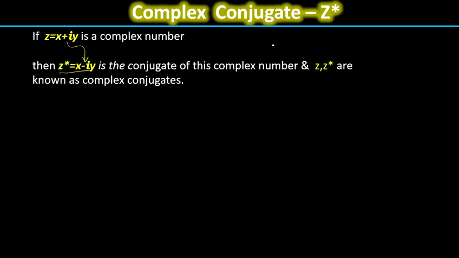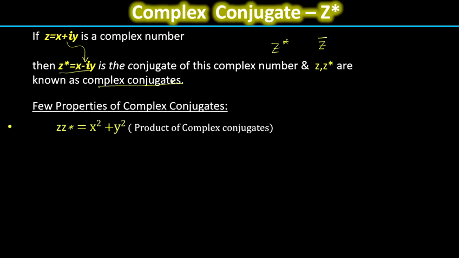Most of the authors use Z star to represent the complex conjugate. In some books, authors write Z with a bar. So you should learn the language also, the symbols also. So Z conjugate or Z bar means complex conjugate. For x plus y iota, the conjugate is x minus y iota. And for x minus y iota, the conjugate is x plus y iota. That's why I use the word complex conjugates.